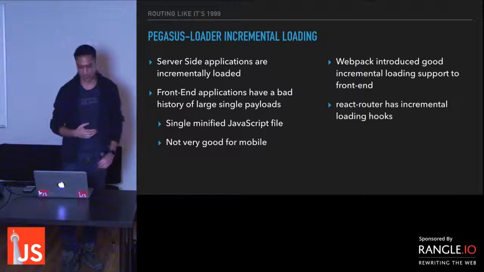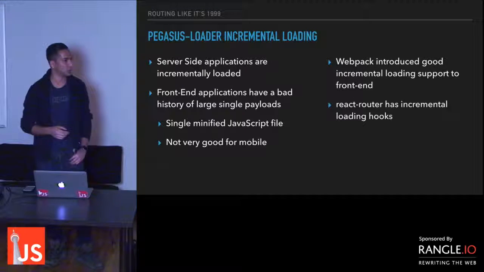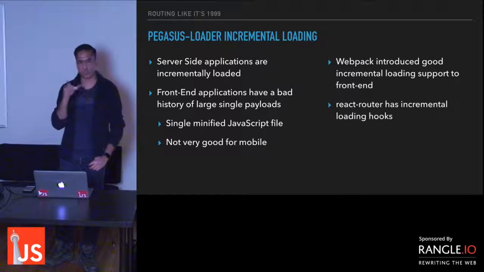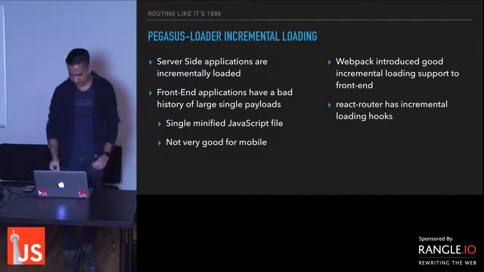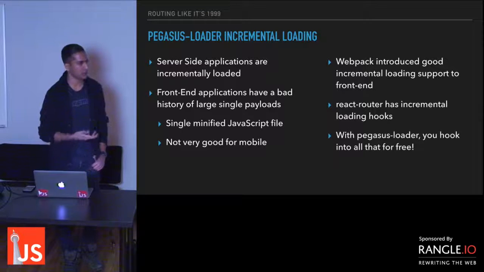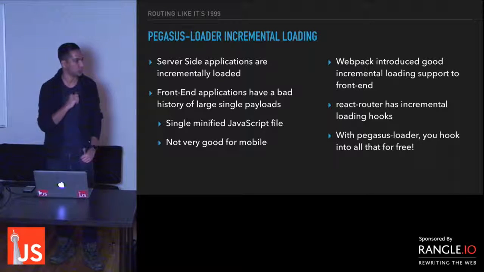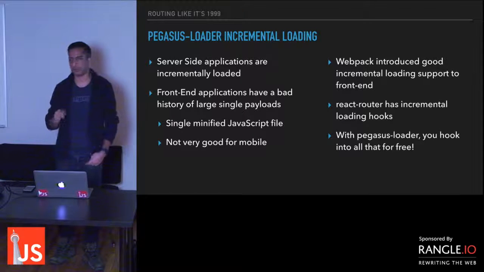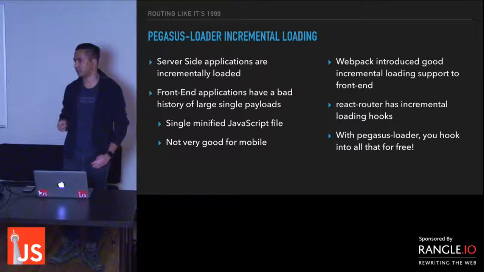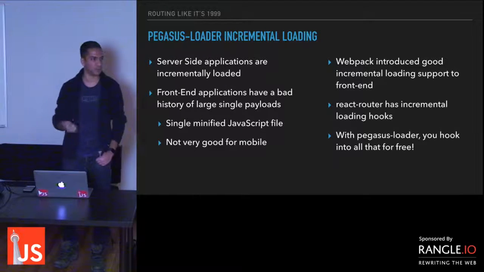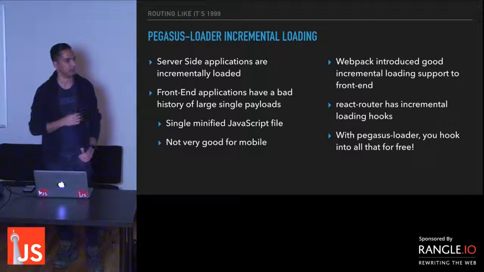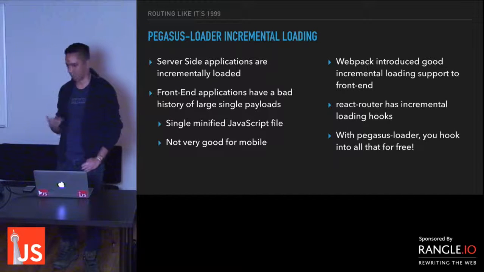React Router has incremental loading hooks for this. So React Router will actually load each and every component separately for you if you use the proper hooks. And with PEGASUS-LOADER, you get all that for free. PEGASUS-LOADER will actually generate React Router configuration with all of those hooks built in. So each and every component in PEGASUS-LOADER is actually loaded on demand. So this is very much like server-side applications of old, or how we did it back in the 90s, where each and every HTML file was loaded individually. That's how it's done with PEGASUS-LOADER as well.